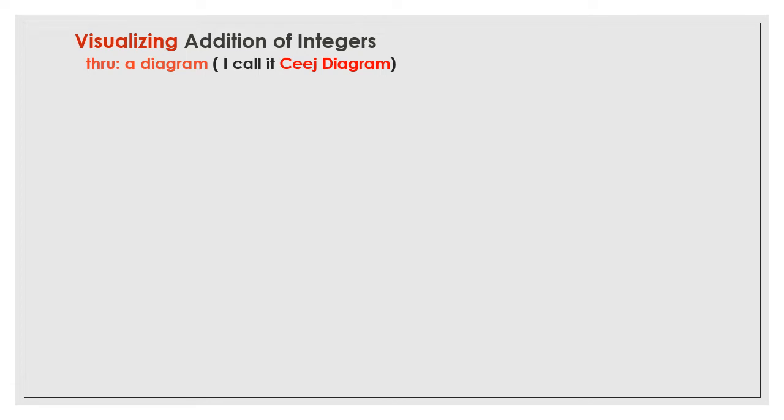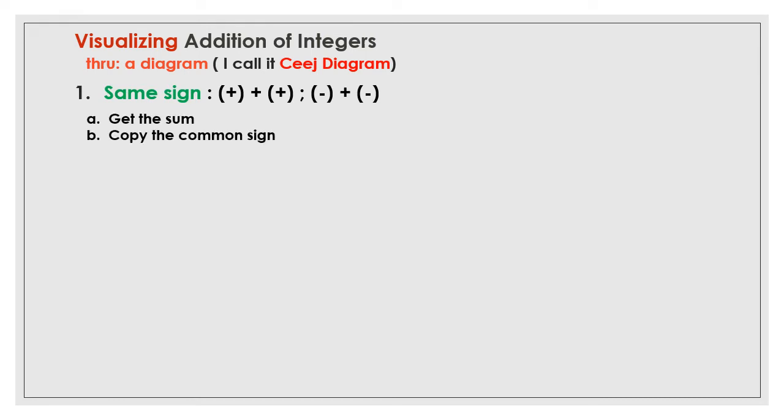Another way of visualizing addition of integers is using a diagram, which I call the seeds diagram. For same signs, we have the rule: get the sum, and copy the common sign. Now let us say we have 13 plus 28. If we're going to use the number line, this will be very long. Whereas if we make use of a diagram, this will be simpler.